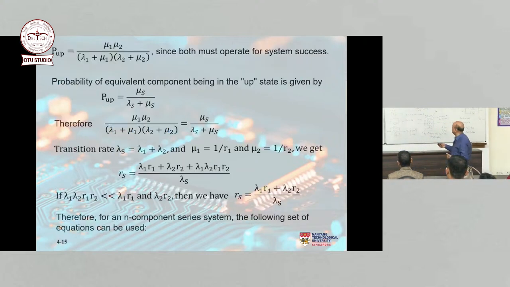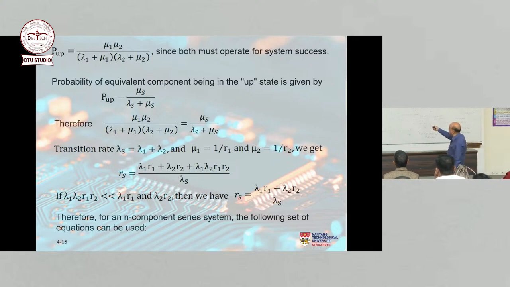Yeah, so that is mu divided by lambda plus mu, where mu s is the equivalent repair rate of this new component, the equivalent component, and lambda s is the equivalent failure rate of this equivalent component, right? So I want to find mu s and lambda s. That's my objective now for these two repairable components in series. So I take that this equation must be equal to this equation, I mean, equate the left hand side with the right hand side. The two probabilities must be the same.